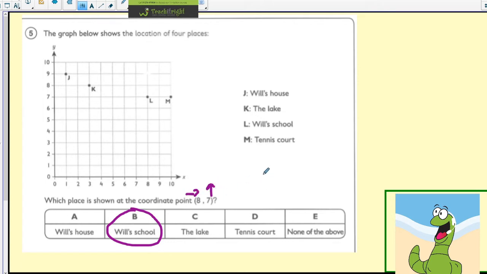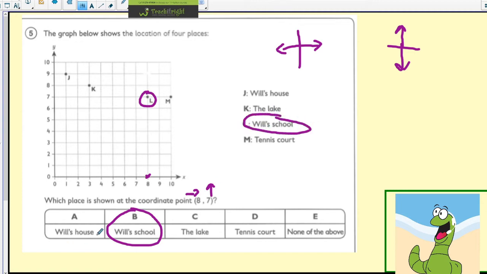And really, you've got to remember, and we're only dealing with one direction, but actually the rule is you go along in any direction and then up and down the stairs, if we're being really precise, which I do like to. So you go along the corridor and you can go in either direction, left or right, and then up or down the stairs, up or down. But either way, it means you've got to go along to 8 and then up to 7, which means L is my coordinate and L is Will's school. And so if I was writing it, I would mark here 8-7.